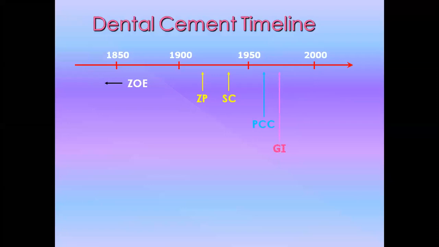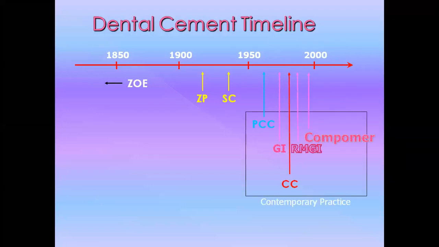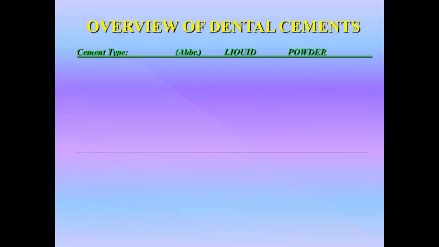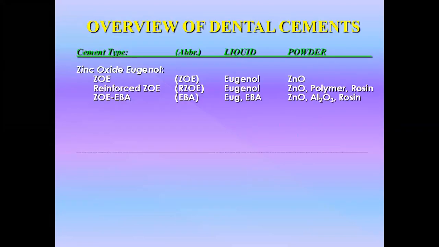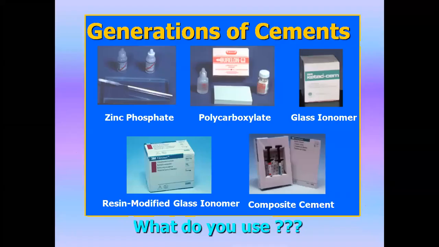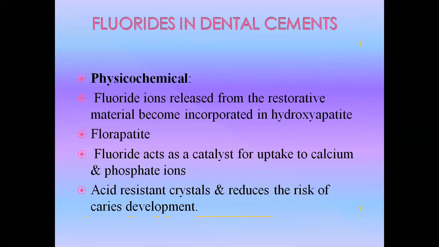So these are the cements over time which have come. In contemporary practice, we are now using only compomers, resin modified glass ionomers, or GIC cements. Now, many a time they'll be asking which cement releases more fluoride or which cement releases less fluoride.